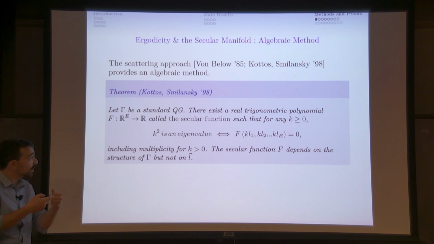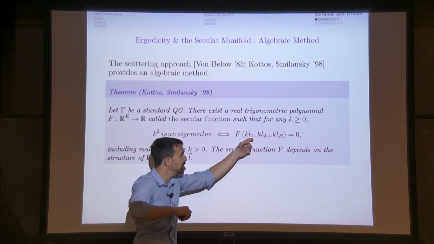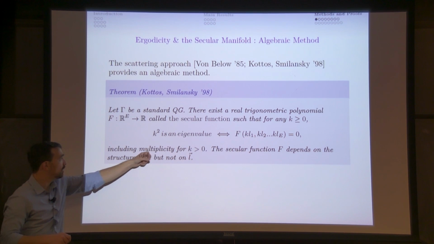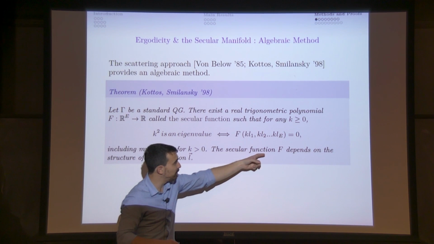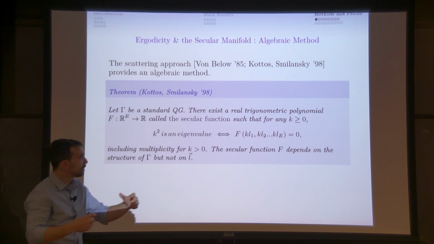In the following way: this thing would vanish. This is a function of k. The L's are fixed. k varies from 0 to infinity. And whenever it's a zero, I get an eigenvalue, including the multiplicity. And moreover, the secular function depends only on the structure of the graph, but not on the edge lengths. So the whole dependence on the edge lengths is just getting to this picture.